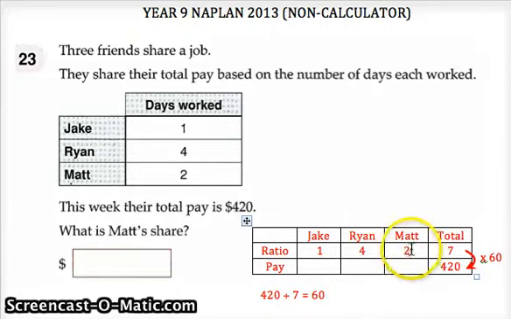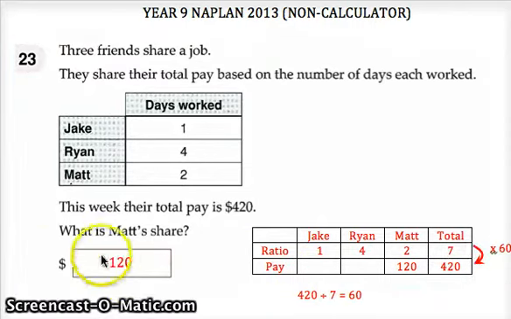So to work out Matt's share, we go 2 times 60. Now 2 times 60 is 120. So we'll put 120 in here. So our answer is going to be 120. So I've put the 120 in here.